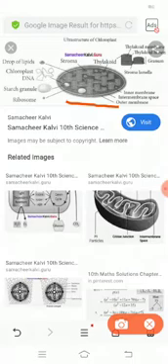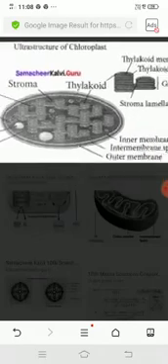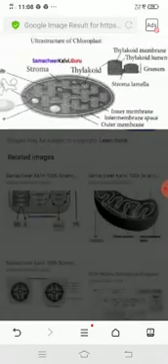In this, the chloroplasts are green plastids. Already plastids are differentiated into three types: chloroplast, chromoplast, and leucoplast. The chloroplast means green colored plastids. So the chloroplasts are green plastids containing what? Green pigment, that is called chlorophyll.